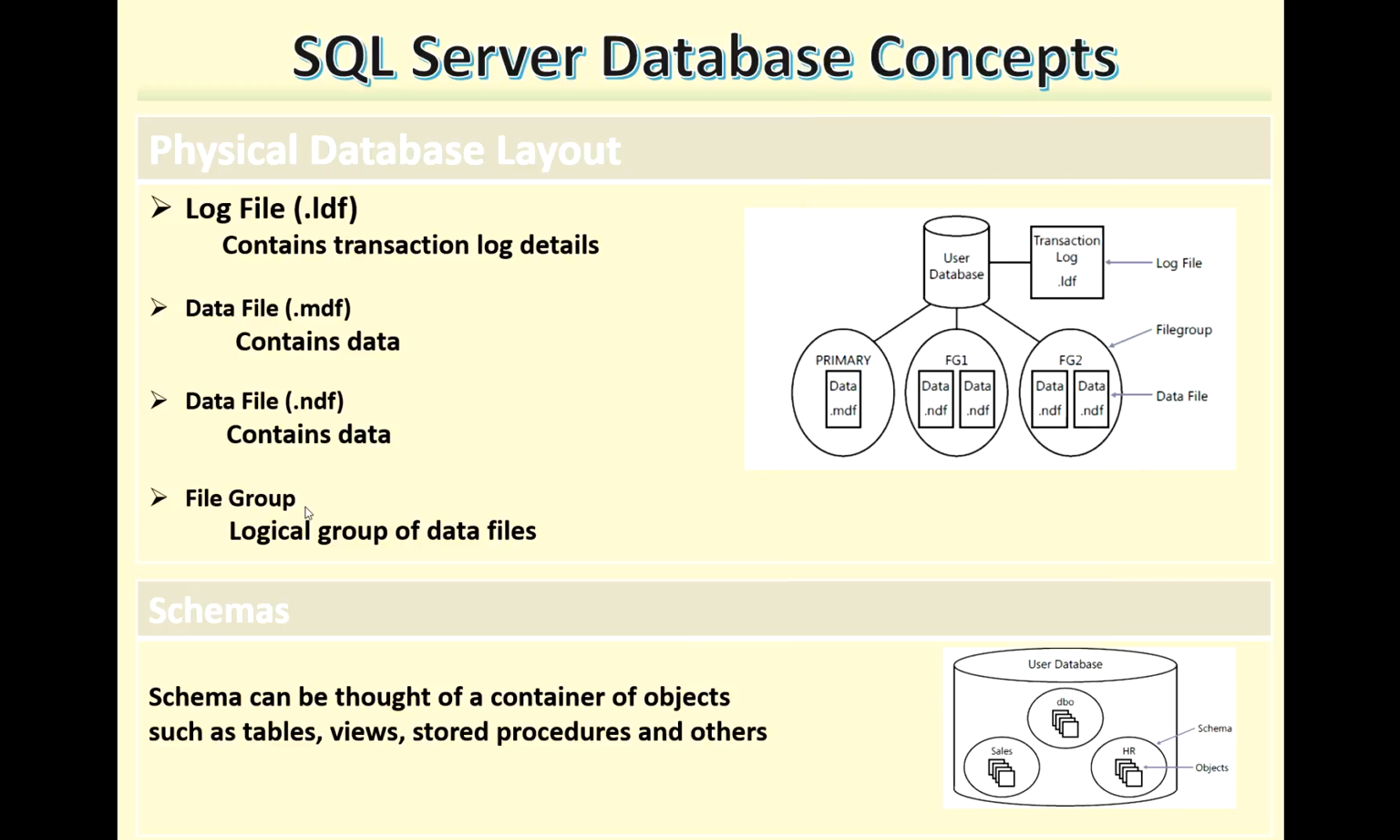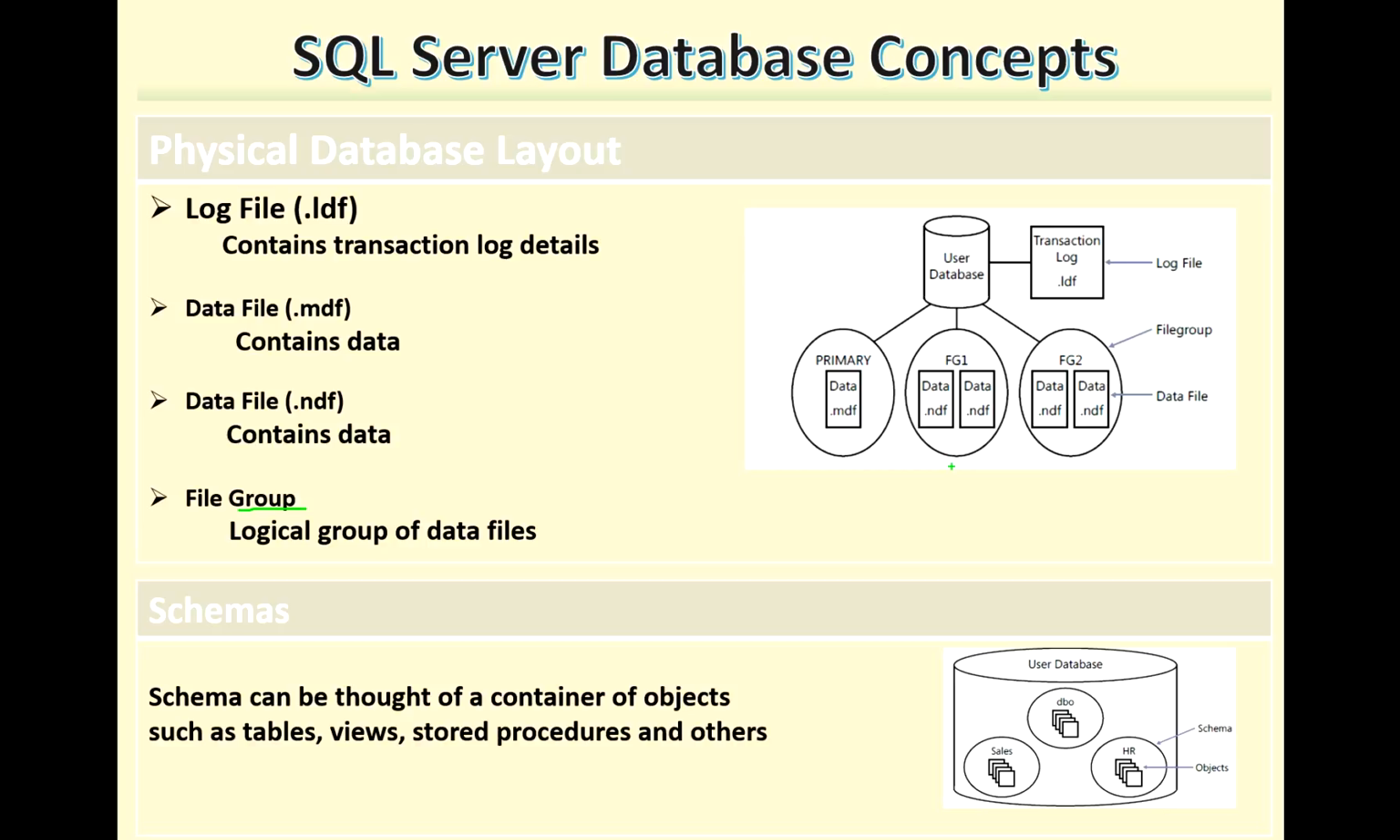And there is another concept called file group. A file group is basically a group of files. The simple term is a group of data files. A logical group of data files is called a file group. So whenever we are creating data files, we can assign them to a specific file group.